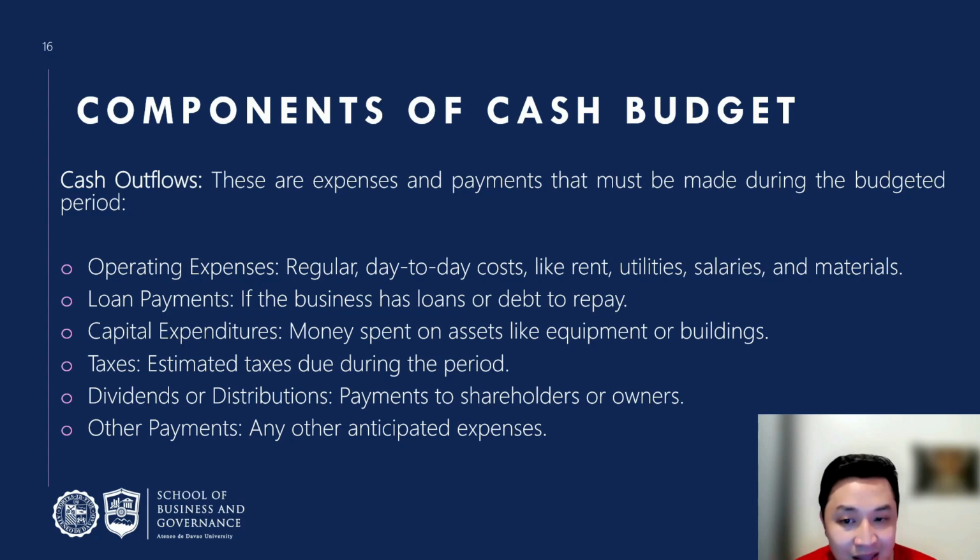The fourth is taxes, estimated taxes due during the period. The fifth one is dividends or distributions. These are the payments to shareholders or owners. And also there are other payments, like any other anticipated expenses.